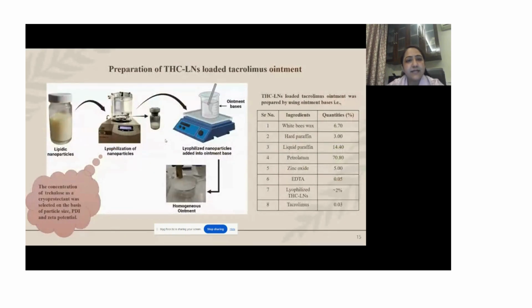So second is the ointment. So preparation of THC SLNs loaded tacrolimus ointment. I have lyophilized the nanoparticles by using trehalose cryoprotectant, that is 5%, and on the basis of particle size, zeta potential, and polydispersity index, I have selected the cryoprotectant trehalose and lyophilized the nanoparticles, and the lyophilized nanoparticles after that were added into the ointment base. The ointment base I have selected is white beeswax, hard paraffin, liquid paraffin, and petrolatum, and in this I have added one drug, that is tacrolimus, at 0.03%.